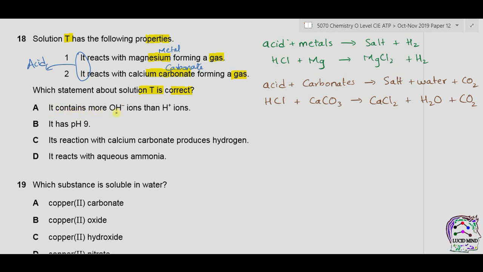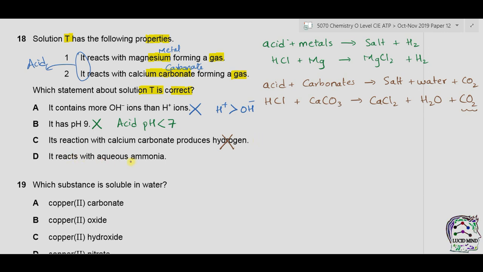A. It contains more OH negative ions than H positive ions. This is incorrect because in acids, H plus ions are greater in number as compared to OH negative. B. It has a pH of 9. This is also incorrect because acids have pH less than 7. C. Its reaction with calcium carbonate produces hydrogen. This is incorrect because calcium carbonate produces carbon dioxide gas.